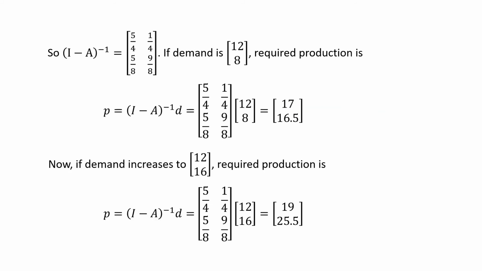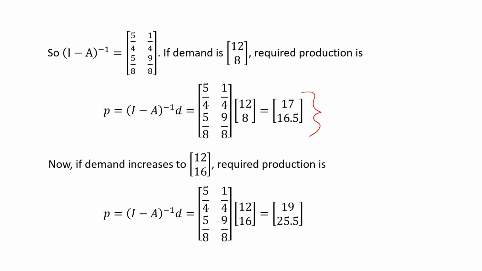So now we know that inverse. If our demand is 12.8, our initial production is 17/16/5. But now what happens if suddenly we get a big new order and the demand doubles for our second sector industry? Well, we have to produce extra of that, but we also have to produce some extra of the first industry just to keep up, just to meet our internal requirements.